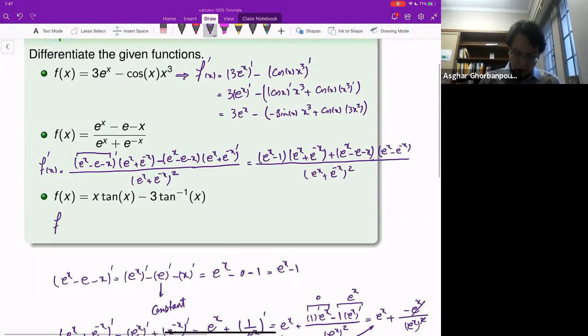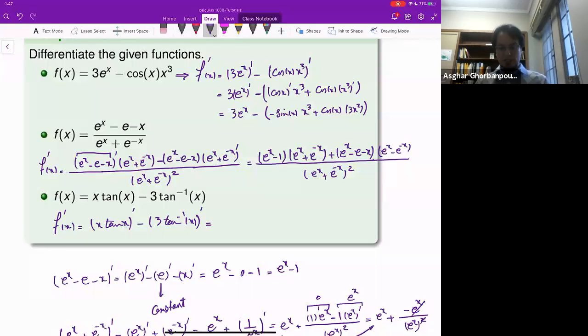Okay? So for this one, again, the sums of two things, we can differentiate the first one and difference of two things. That's basically the same thing, so the difference of the derivatives. Then the first piece is a product of two things. So we differentiate the first one times the second one plus the first one times the derivative of the second, minus 3 comes out, and then the derivative of tan inverse of x.